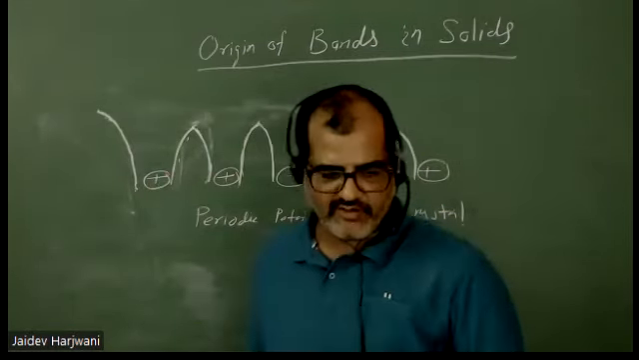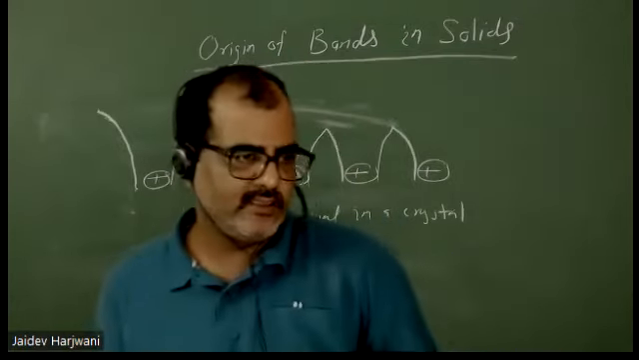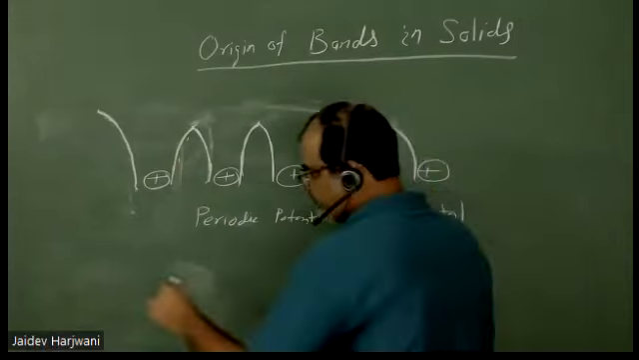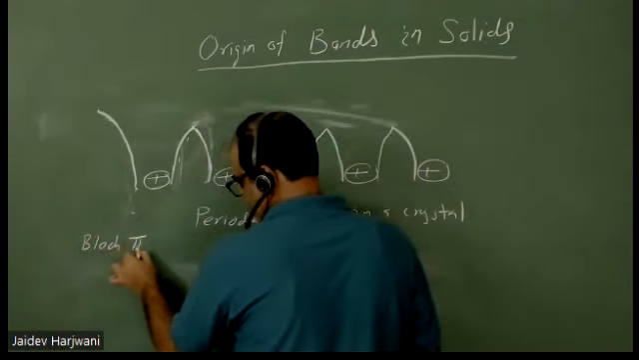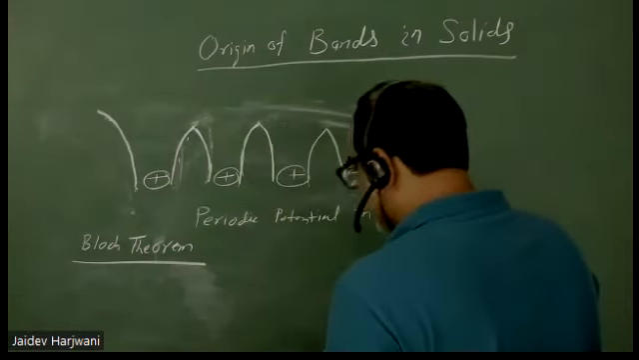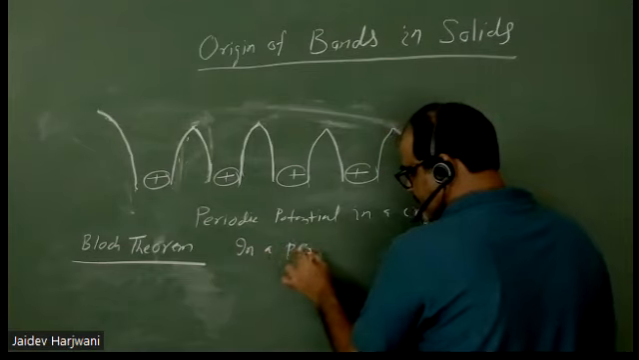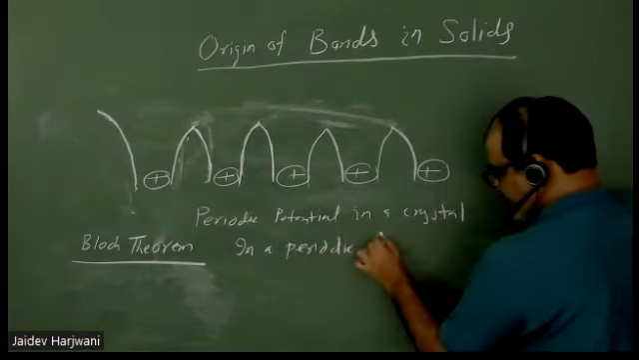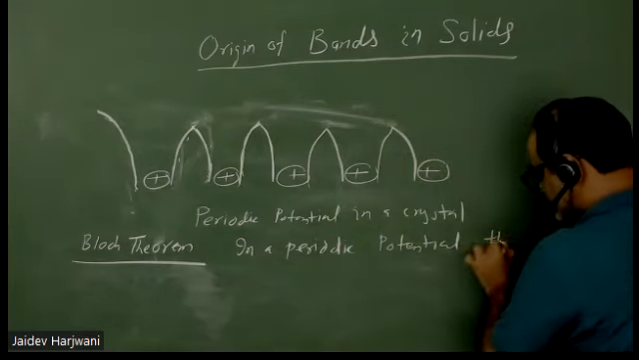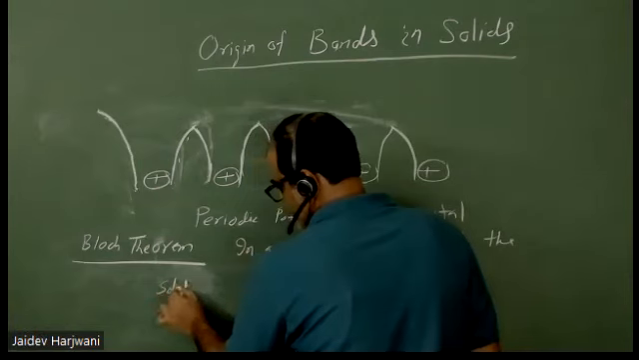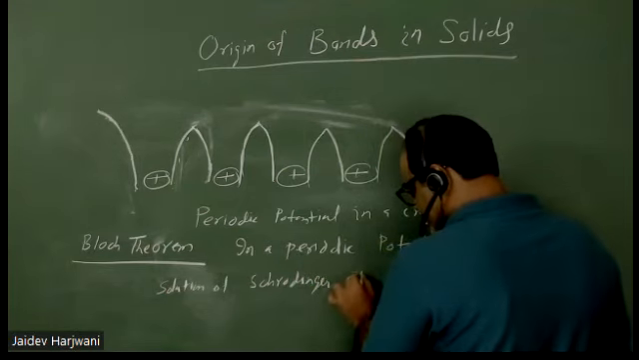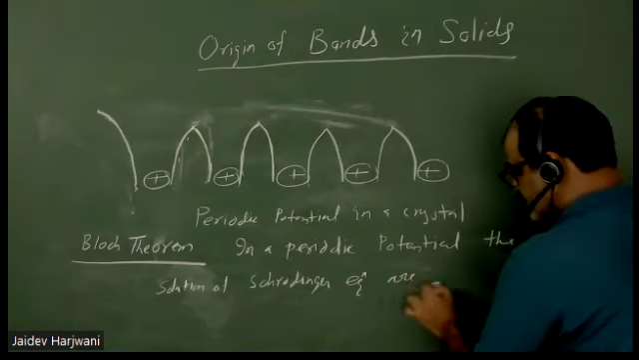The advantage we have is that Bloch has given a theorem, called the Bloch theorem, to solve this kind of periodic potential. Bloch theorem says that in a periodic potential, the solutions of the Schrodinger equation are Bloch functions.